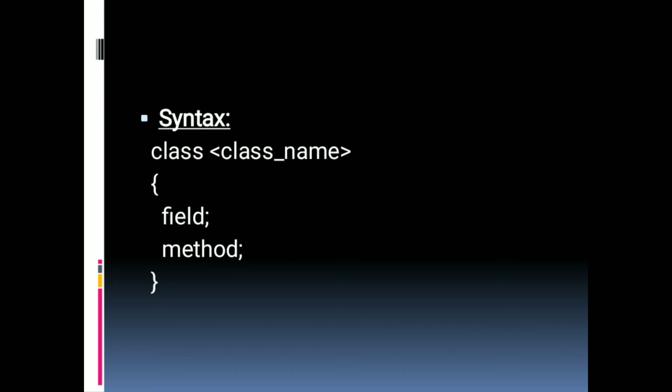Syntax for defining a class. Here: class, space, class name, and within braces, fields and methods. So fields and methods are the attributes of a class. Whatever class name you want to give, we can give it. But here one thing we have to remember, the first letter of a class name should be a capital letter.